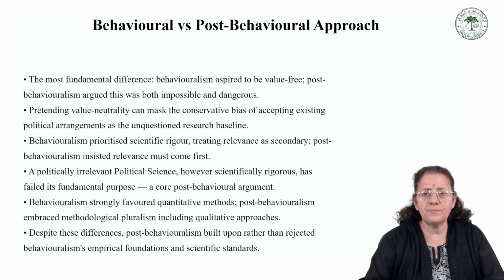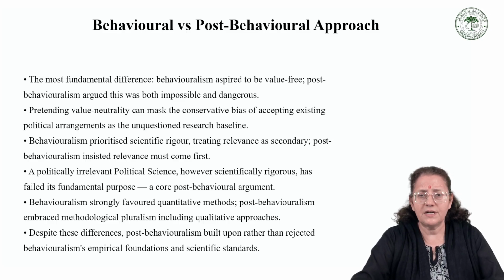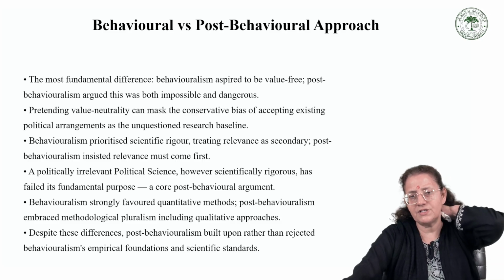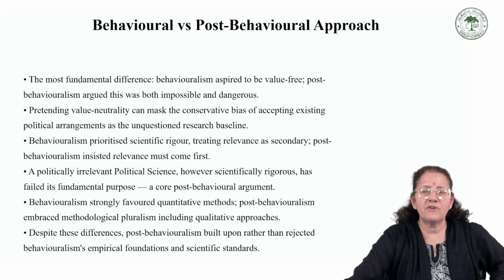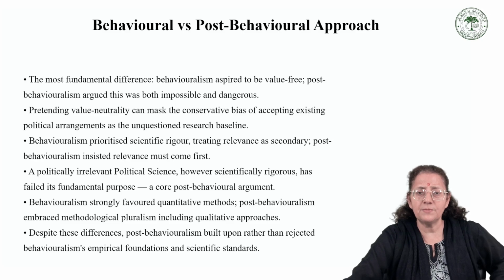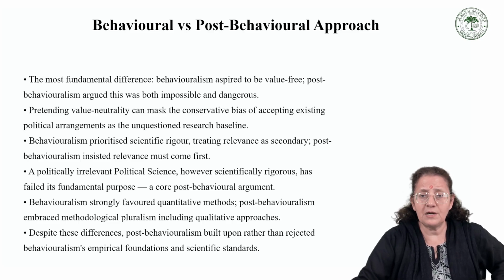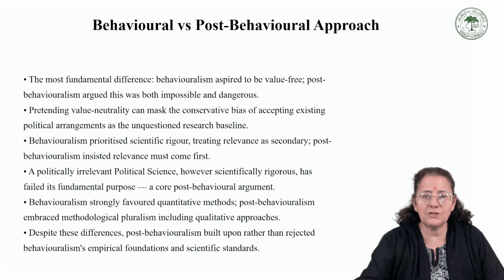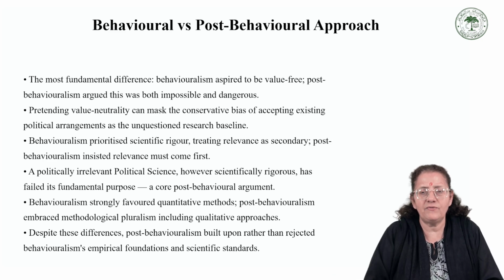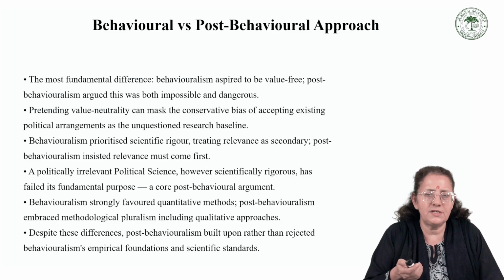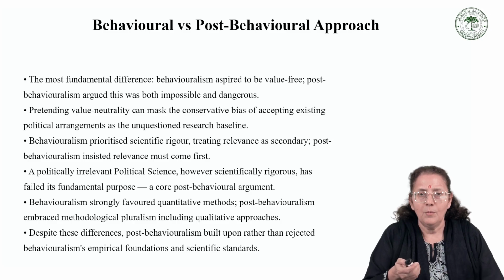relevance. Behavioralism prioritized scientific rigor, the development of reliable, verified knowledge about political behavior, and treated relevance as secondary. Post-behavioralism insisted that relevance must be primary, that a politically irrelevant political science, however scientifically rigorous, has failed in its fundamental purposes. The third difference is methodological. Behavioralism strongly favored quantitative methods, surveys, statistical analysis, and formal modeling.